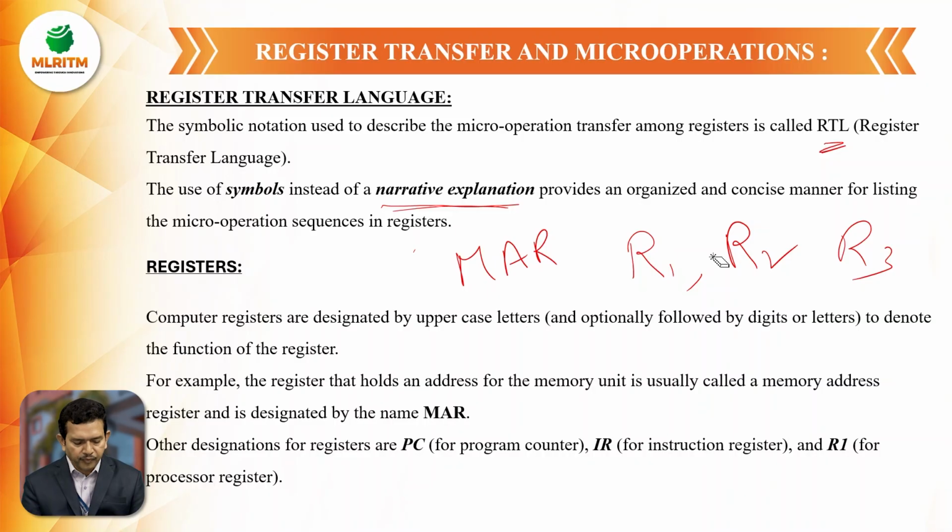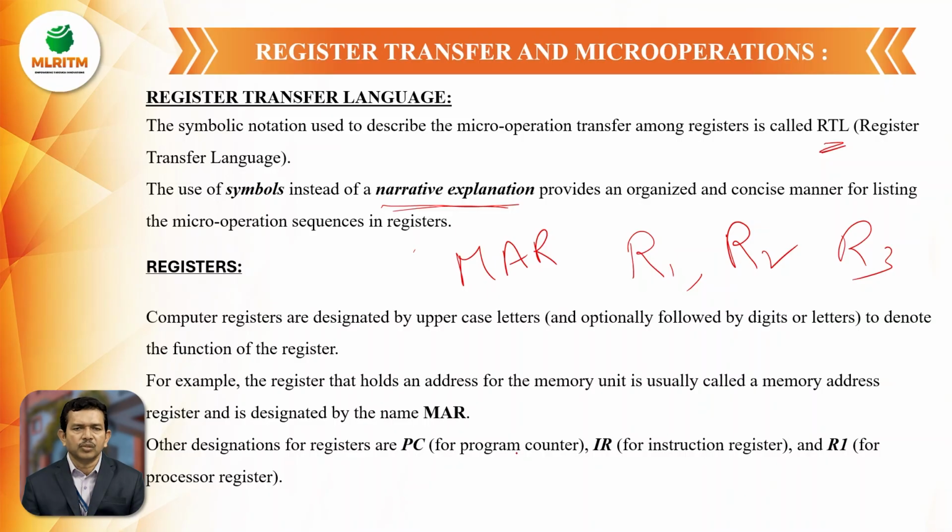Next, other designated registers, for example, the program counter. If I take it as a memory register, we designate it with the letters MAR, memory address register. Suppose I want a register called the program counter, then I will designate it as PC. If I say PC register, it means program counter register.